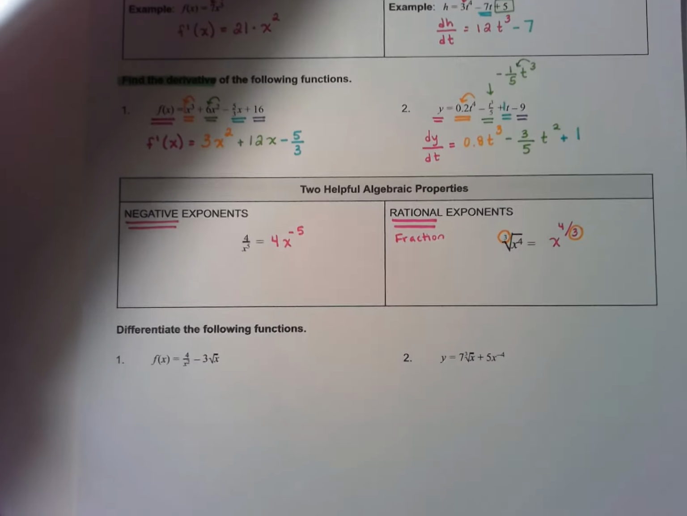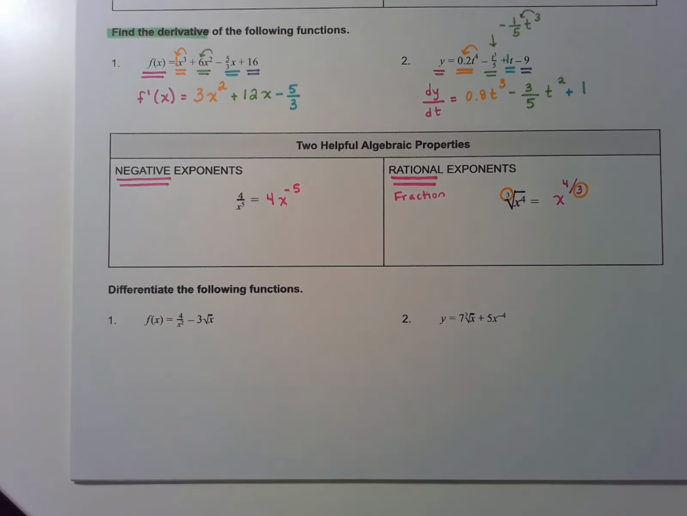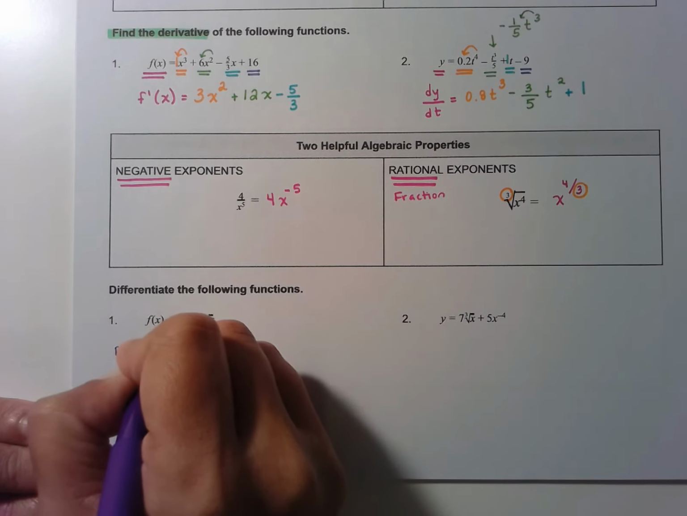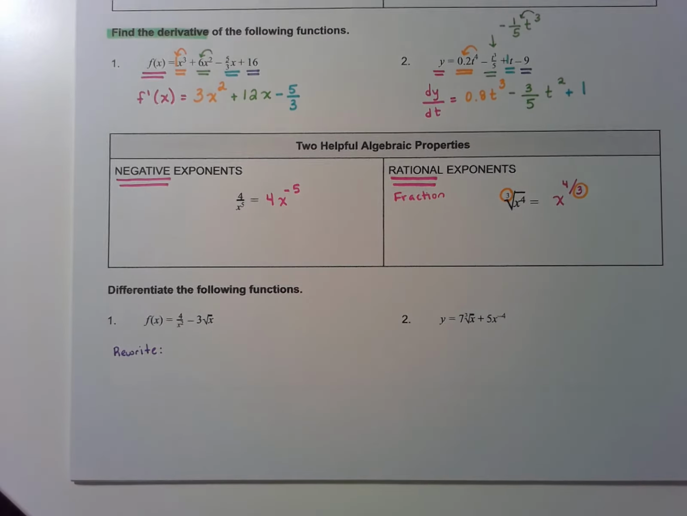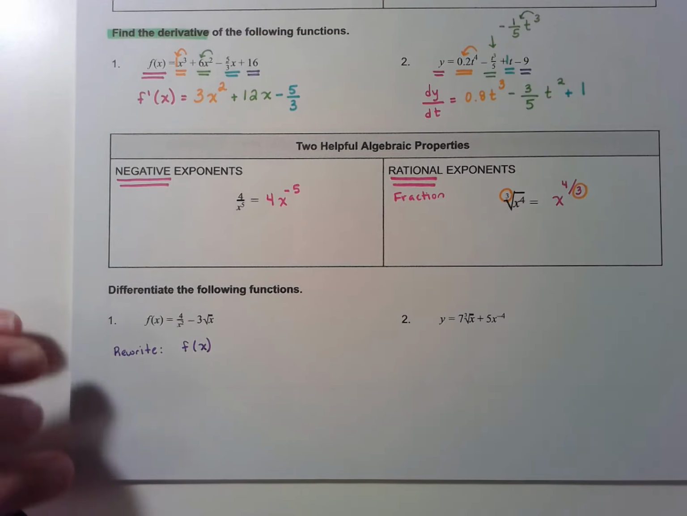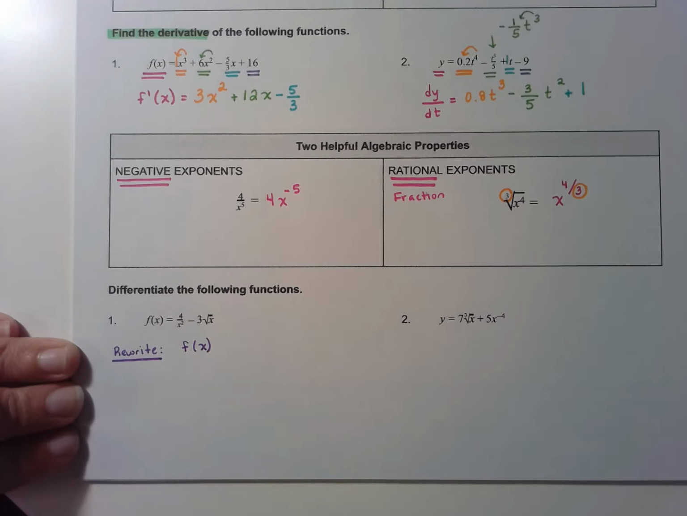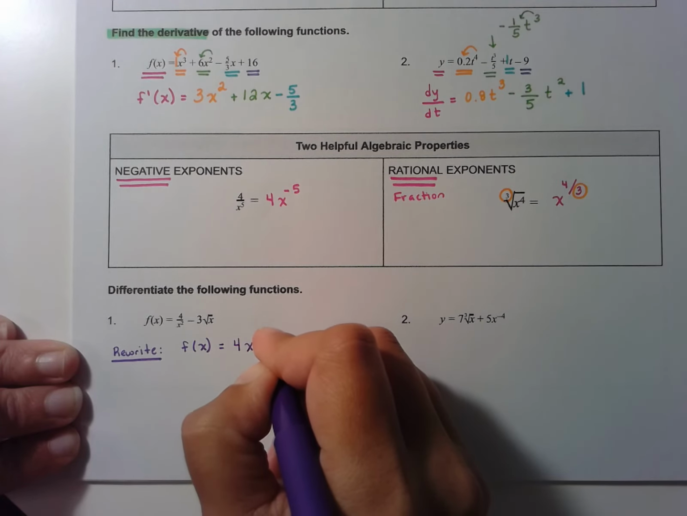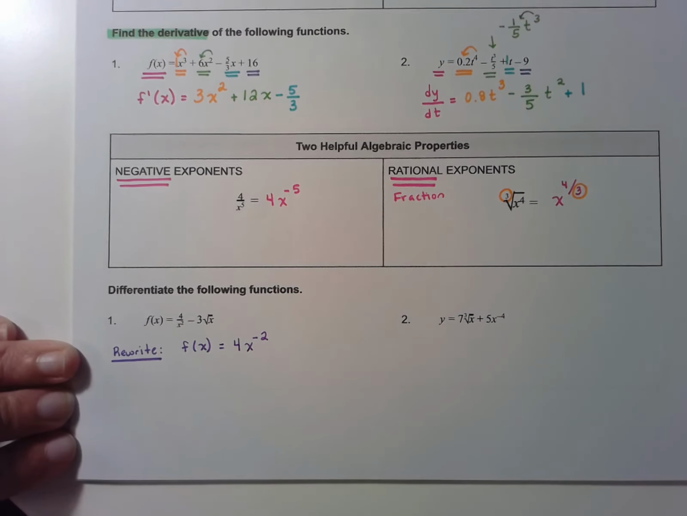So at first glance, problem number 1 would look really complicated. It's got fractions, it's got roots, it's got all kinds of stuff going on. What I would suggest here is that the first thing you do before you actually find the derivative is you rewrite the original problem. Now, when I say rewrite, I mean we're not finding the derivative. So this is still going to be f of x, not f prime of x, because we're not finding the derivative yet. We're just rewriting the original. But instead of writing it as 4 over x squared, I'm going to convert that to a negative exponent. So 4x to the negative 2.